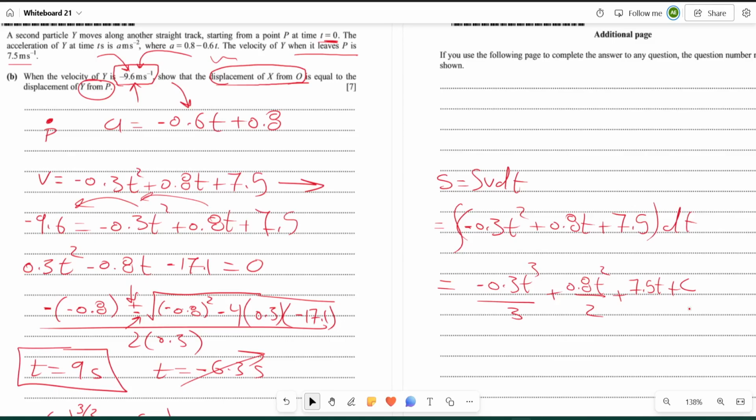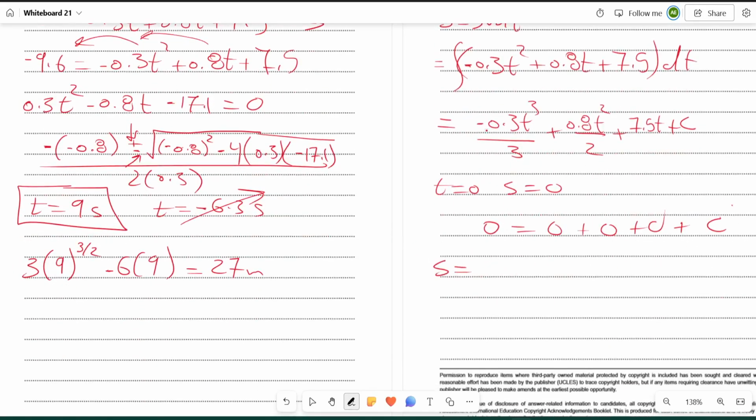Again, in order to find c, I will need a condition, and I know that at time t equals 0, my y was at point P, so the displacement was literally 0. So displacement, which is 0, equals those terms, which are all 0, plus c. So c is also 0, and I will have my displacement as negative 0.1 t cubed plus 0.4 t squared plus 7.5 t.